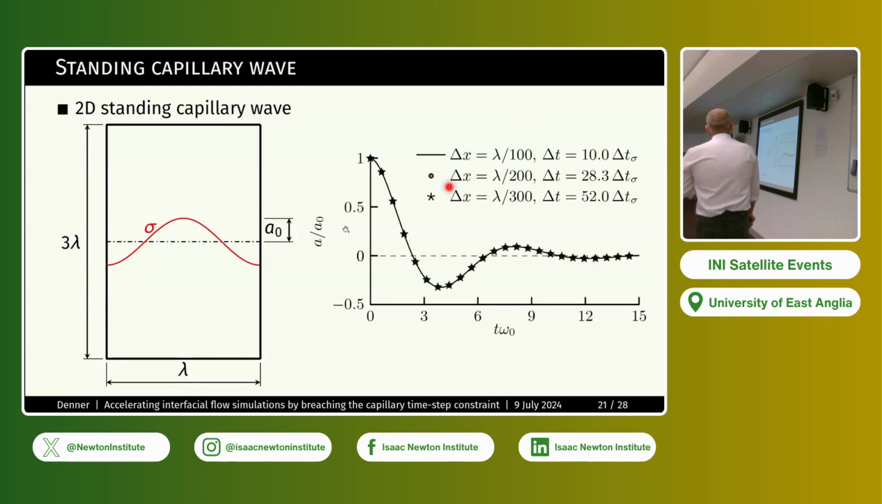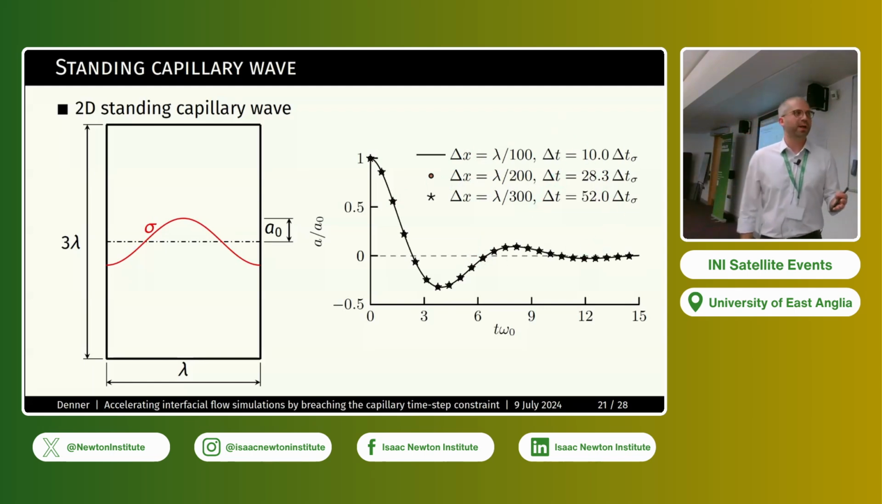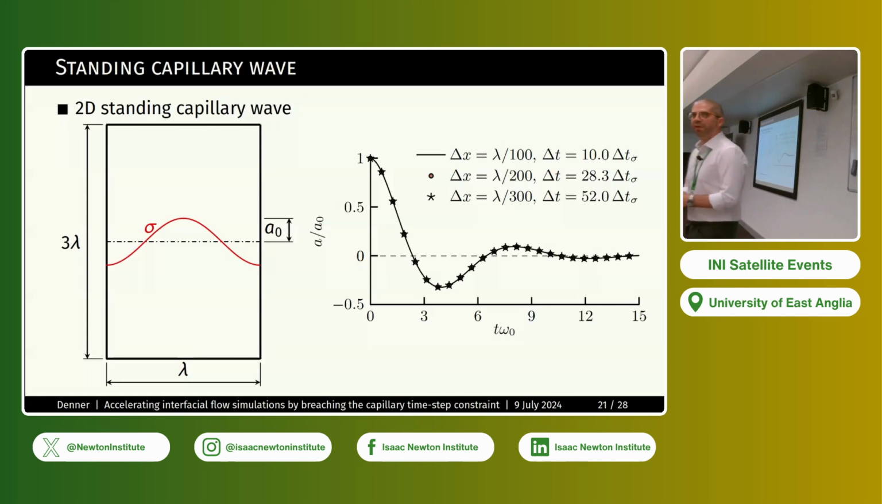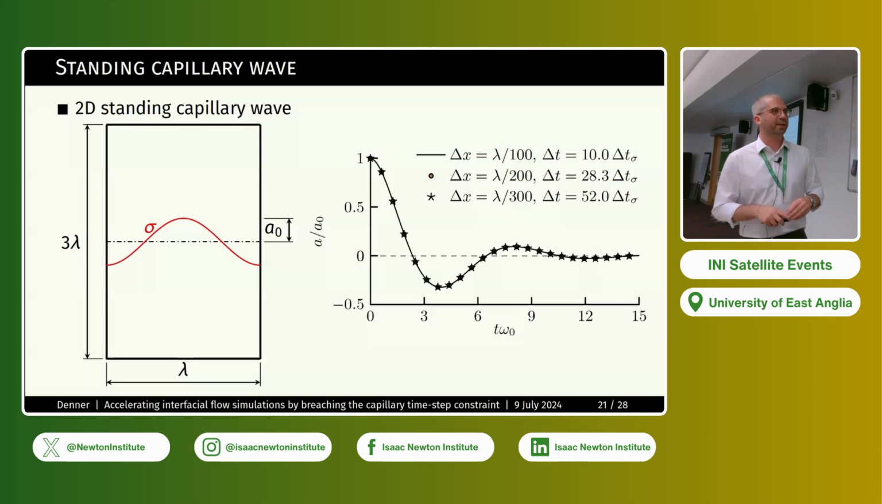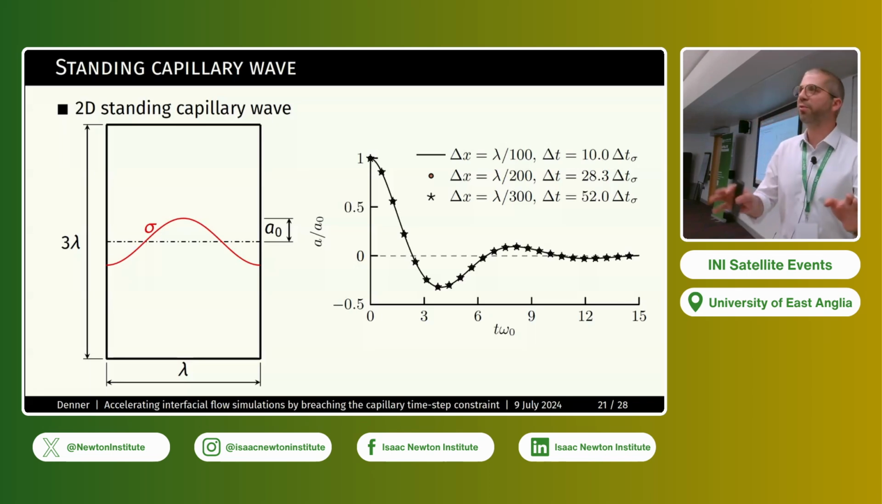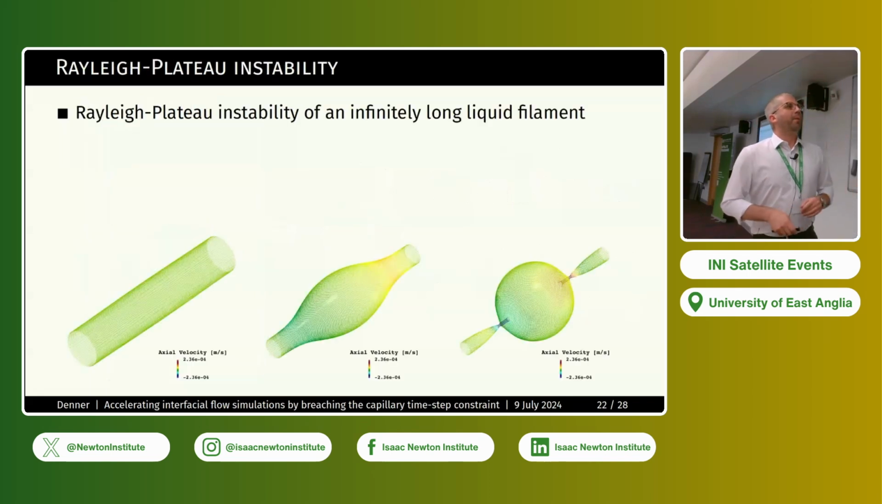We did that with different resolutions, leaving everything else the same, and we can see that we can easily go to 50 or 52 times the capillary time step constraint just by increasing the resolution. We get the same, stable result, so that's very nice. We have achieved essentially what we originally set out to do. Only took us 10 years to get there. Of course, not full time.